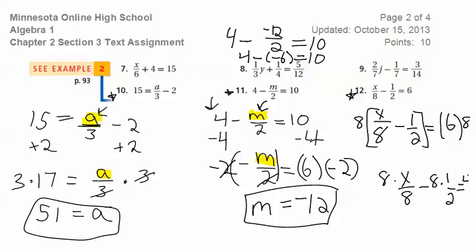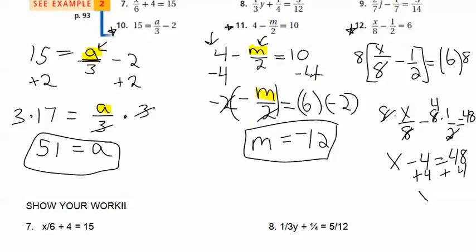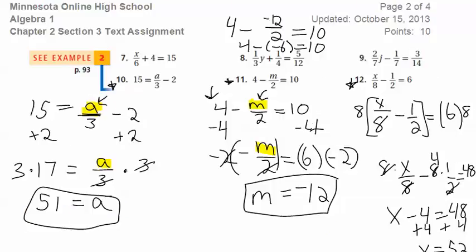I'm running out of room. I'm just going to squeeze 48 in there. 6 times 8 is 48. And then 8 times x over 8, the 8's cancel, and I'm left with x. And on 8 times 1/2, the 2 would cancel into the 8 4 times. So I'd have x minus 4 equals 48. And then you could add 4 to both sides to get your answer of x equals 52. So that's one way to do that problem.